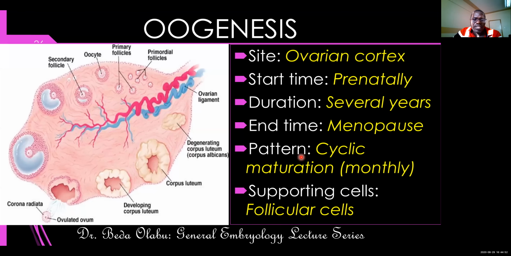The supporting cells for oogenesis are known as follicular cells. These are the cells that surround the oocyte. We call them follicular cells.